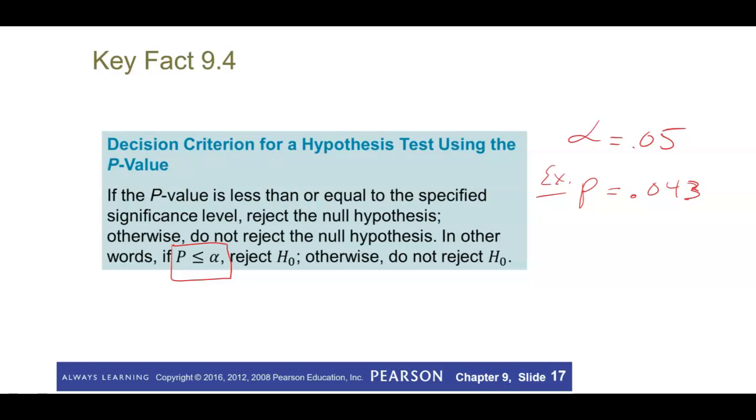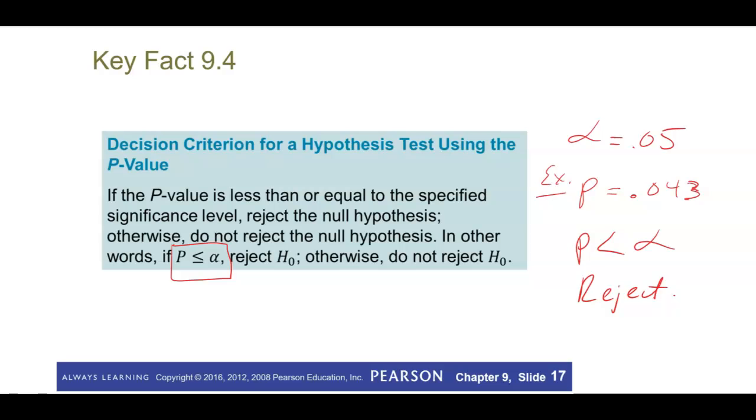So the probability of getting the results we got is 0.043 or 4.3%, but our significance level was 5%. So the question is, how do you compare p to alpha? In this case, 0.043 is indeed smaller than 0.05. And anytime p is less than alpha, you reject. If p is not less than or equal to alpha, you do not reject.